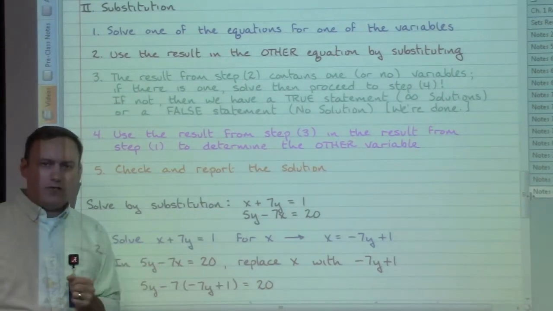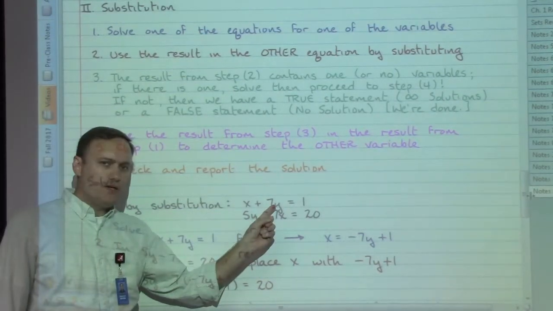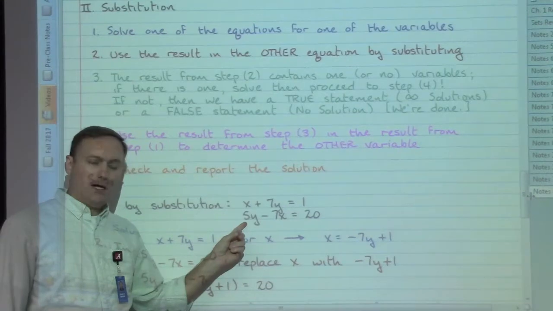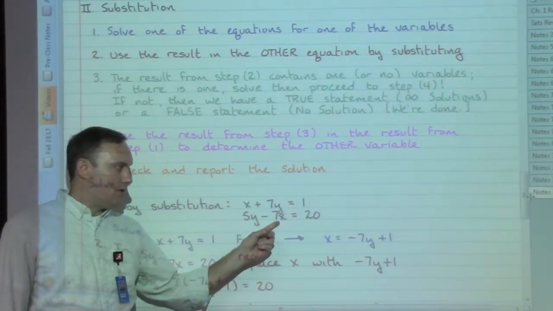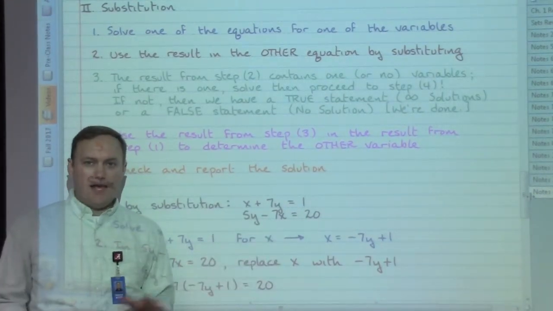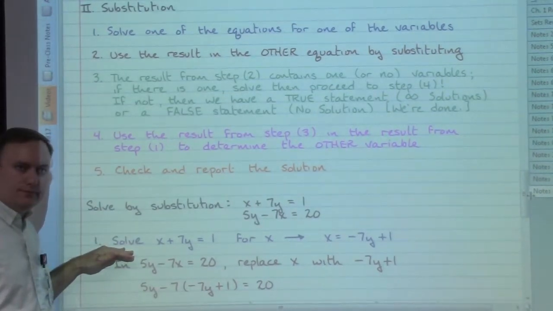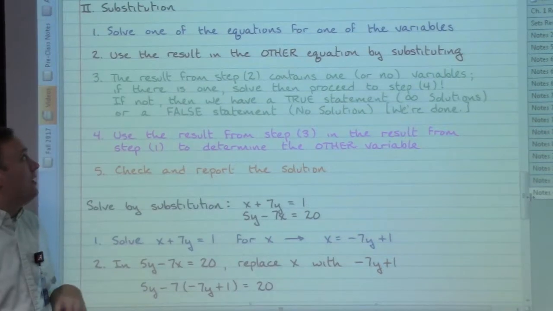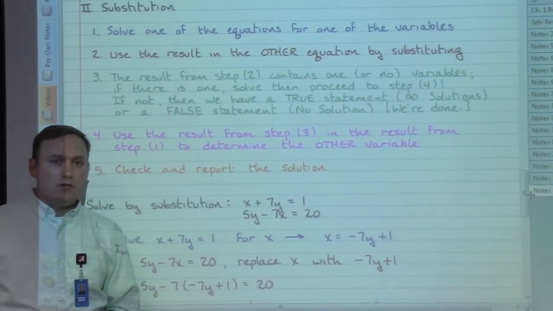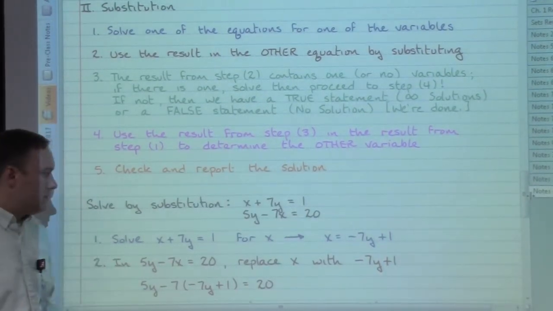I've got these four different choices that I can make. Pick the first equation, solve for x. Pick the first equation, solve for y. Pick the second equation, solve for y. Pick the second equation, solve for x. I can make any of those four choices in order to complete that first step, which simply says solve one of your equations for one of your variables.